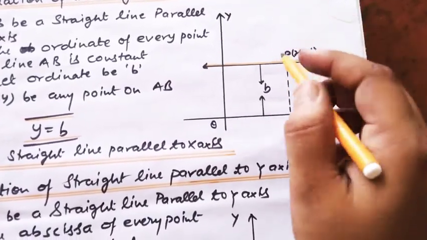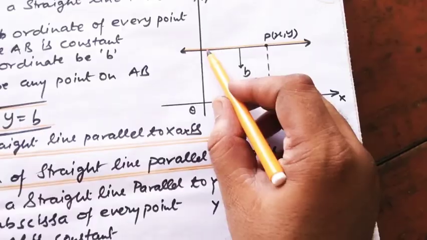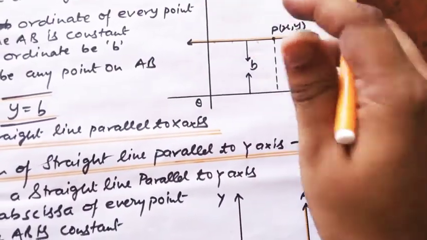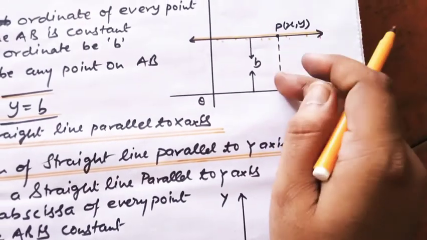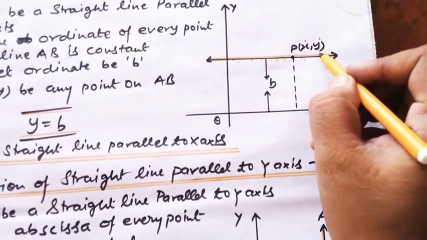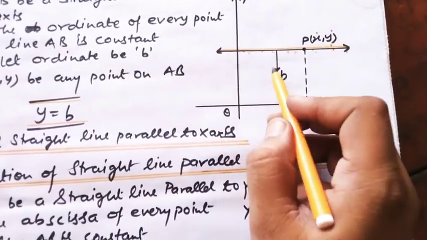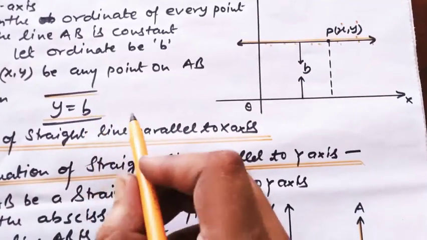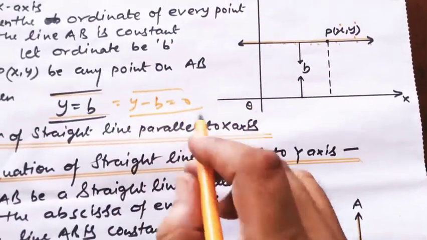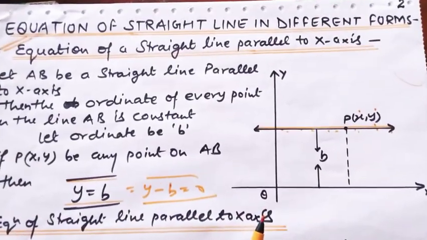Means on this line the ordinates are the same. If this distance is b, then the ordinate is always b. Means this is abscissa and this is ordinate. That means y is equal to constant, which is equal to b. That means we can write y minus b is equal to 0, which is the equation of straight line parallel to x-axis.